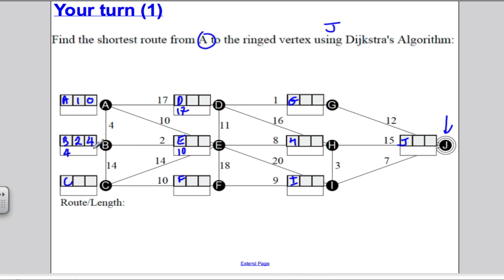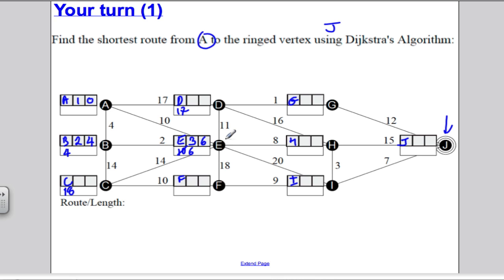Now you consider everything that comes out of B. Well, I could get to E here in 4 plus 2, which is 6, so that's better than 10. I could get here in 4 plus the 14, which would be 18. And that's all I could get to from B. Look at all your temporaries. What's smaller out of 18, 6, and 17? Well, 6 is. So that's the third one you make permanent, and it's of weight 6.